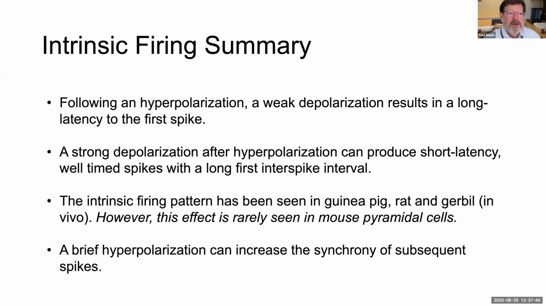So just to summarize this, following the hyperpolarization, weak depolarization results in a long latency to the first spike. Strong depolarization after hyperpolarization can produce short latency, well-timed spikes with a long first interspike interval. The intrinsic firing pattern has been seen in guinea pigs, rats, and gerbils, but interestingly, it's rarely seen in mouse pyramidal cells. It's actually difficult to evoke it in mouse pyramidal cells.